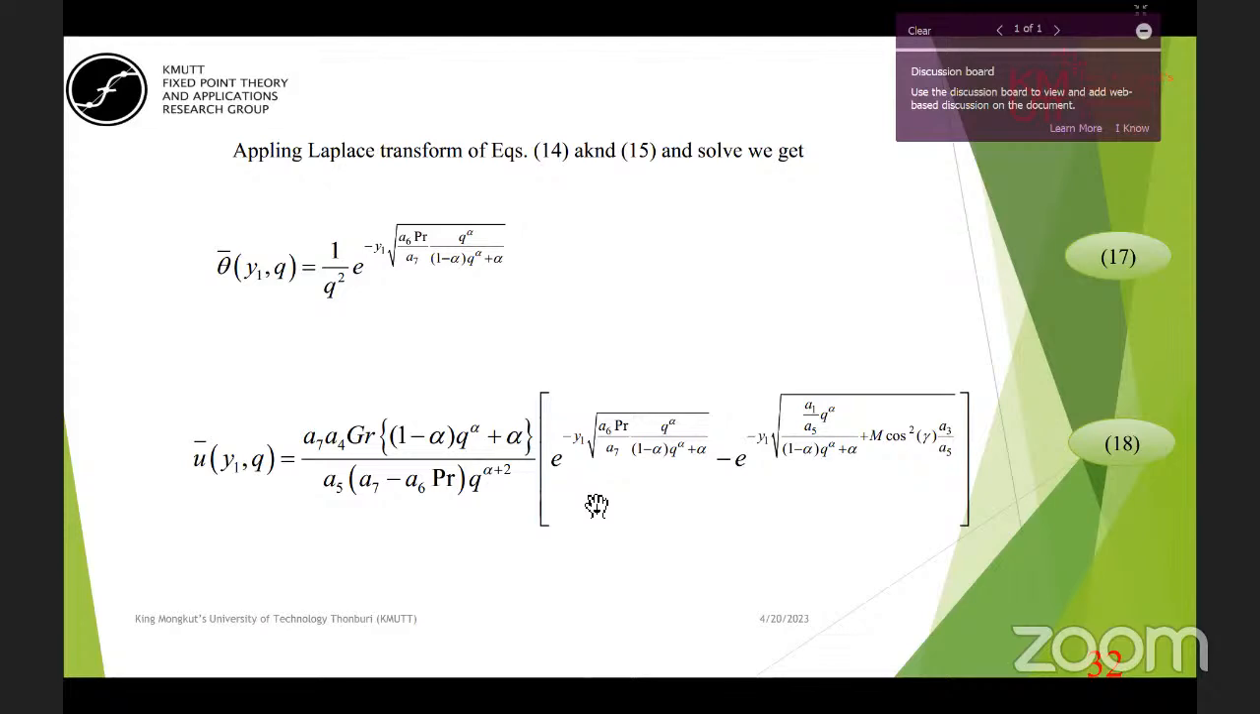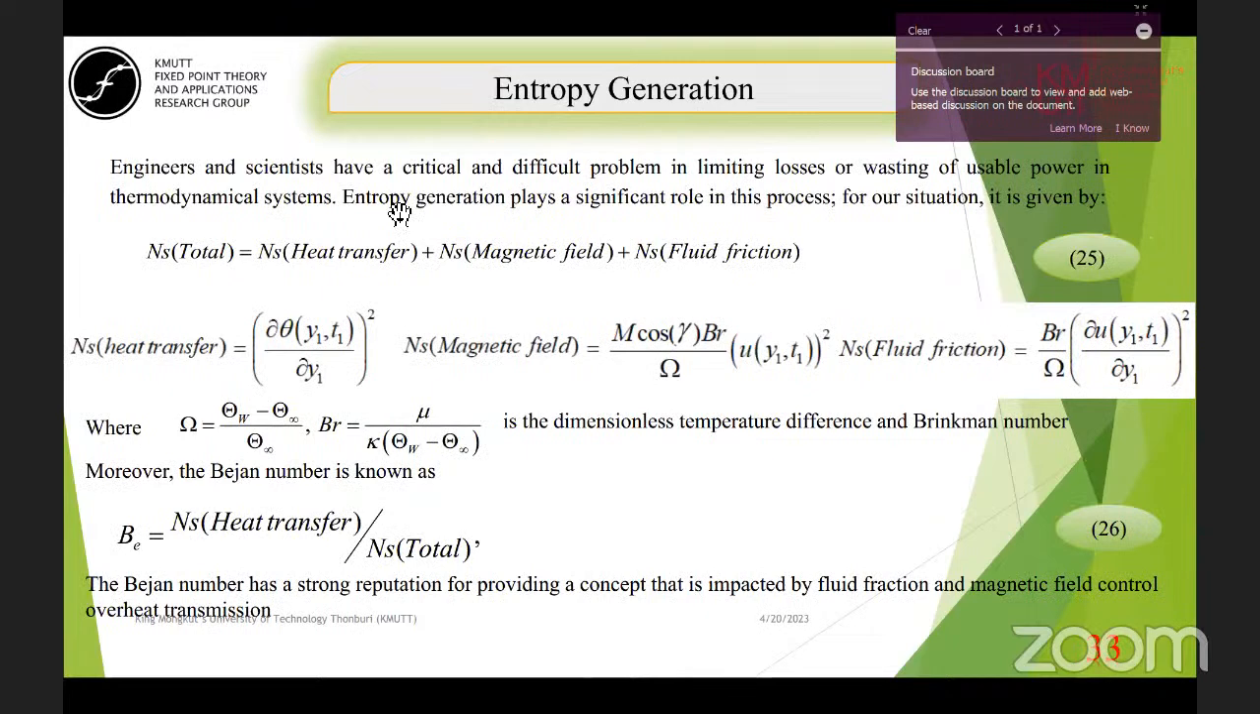Now entropy generation. This is the entropy generation equation. The total entropy is equal to the entropy due to heat transfer plus the entropy due to the magnetic field plus the entropy due to fluid friction. These are the mathematical forms of the entropy due to heat transfer and the entropy due to the magnetic field, and this is the mathematical form of the entropy due to fluid friction. And these are some constants, where one is known as the temperature difference and another is the Brinkman number. After that, the Bejan number is defined as the entropy due to heat transfer divided by the total entropy generation. The Bejan number is well known for providing a concept of how fluid friction and magnetic field control impact heat transmission.